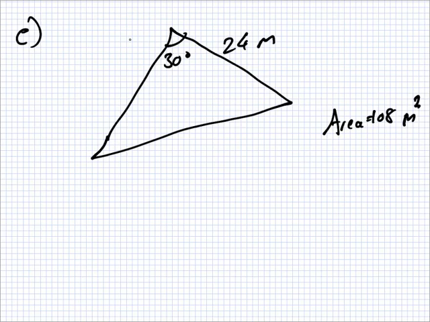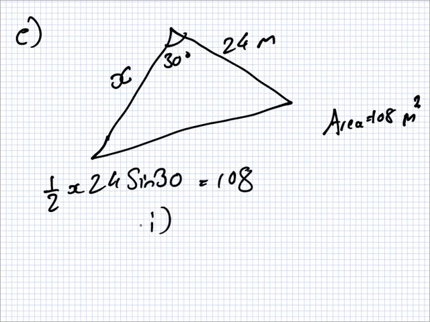Find the length of AC. So we'll call this side x, okay? So a half AB sine C equals the area. So I can get the area now. What the area was given. What's the problem? Okay, great. So I got here x is equal to 18 meters.